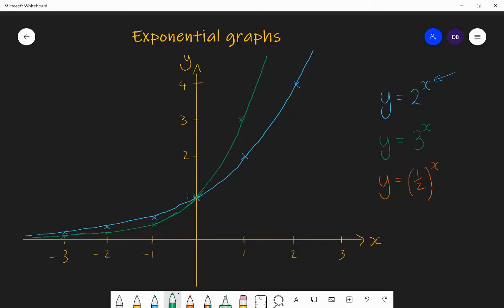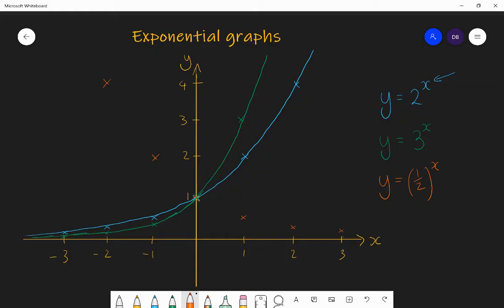Next one, half to the power of x. Okay, half to the power of 3. If we cube a half, we get 1/8. If we square a half, we get a quarter. If we put a half to the power of 1, we get a half. Half to the power of 0 is 1. Half to the power of -1 is 1 divided by a half, so that'll be 2. Half to the power of -2 is 4.